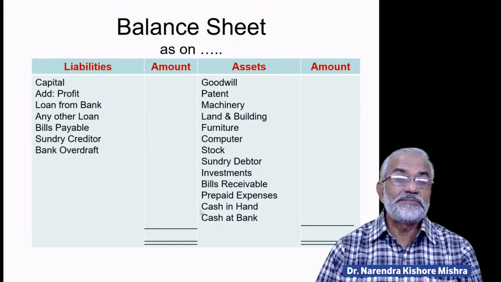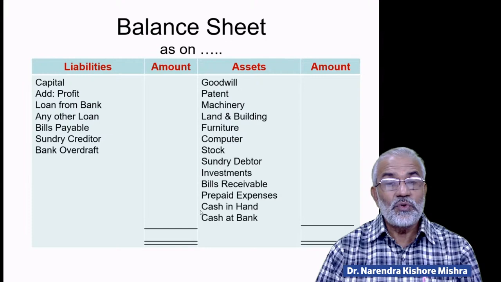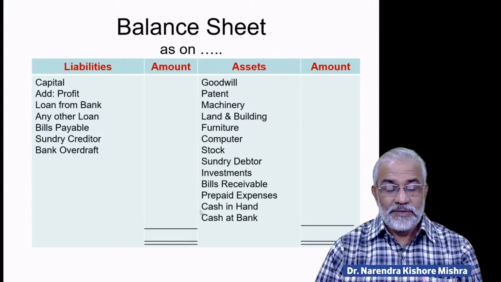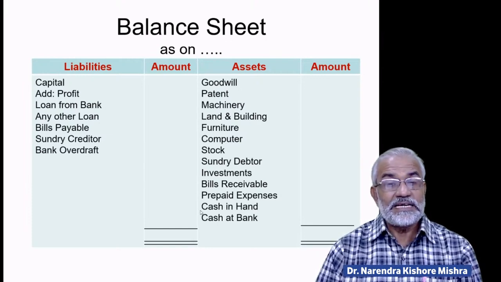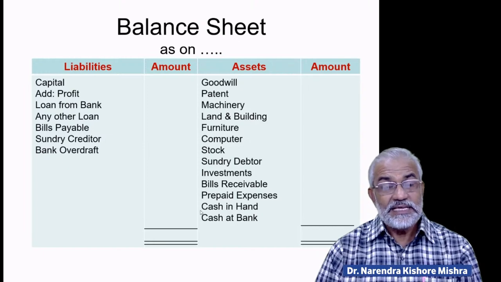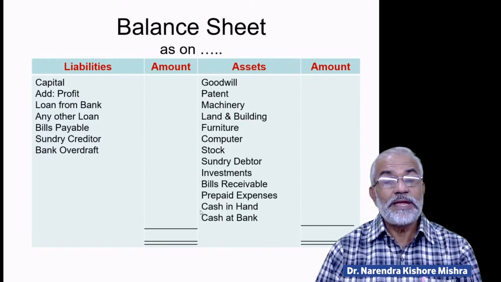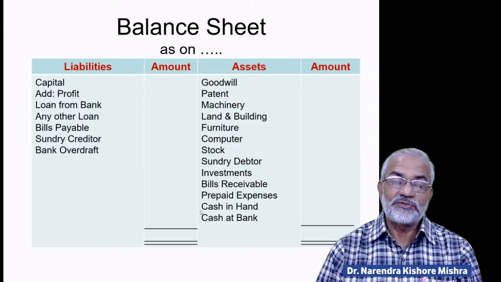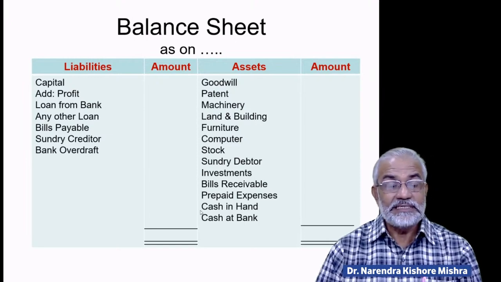That's why the capital is being treated as liability in the balance sheet, because the balance sheet is prepared for the business, not for the owner. The amount of capital invested by the owner in the business is the obligation of the business to pay it back to the owner. That's why anything payable is liability, and this is the reason why capital is liability.